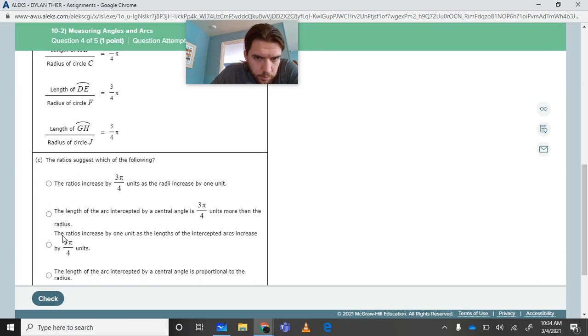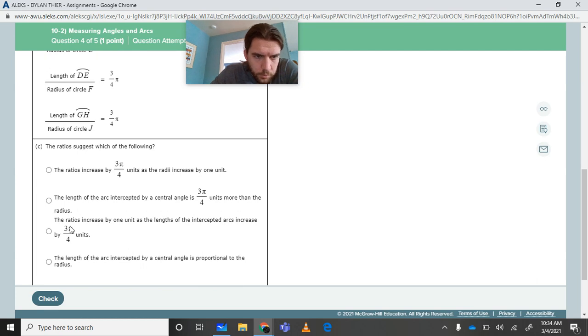Not reading this right. The ratios increase by 1 unit as the lengths of the intercepted arcs increase by 3 pi over 4 units. I don't think so. I think all the ratios just stay the same. The length of the arc intercepted by the central angle is proportional to the radius. Yes, I think that would be it.